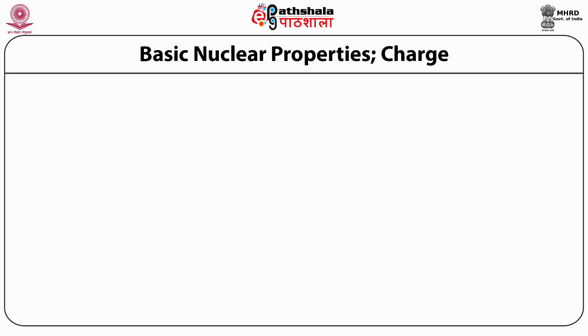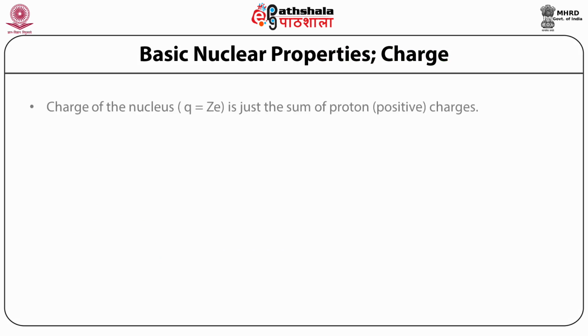Basic nuclear properties, charge. One of the important nuclear properties is the nuclear charge. The charge of the nucleus, that is Q is equal to Z times e, is just the sum of the protons, which are positively charged. That is, the total charge on a nucleus is equal to the total charge of all the protons inside the nucleus.